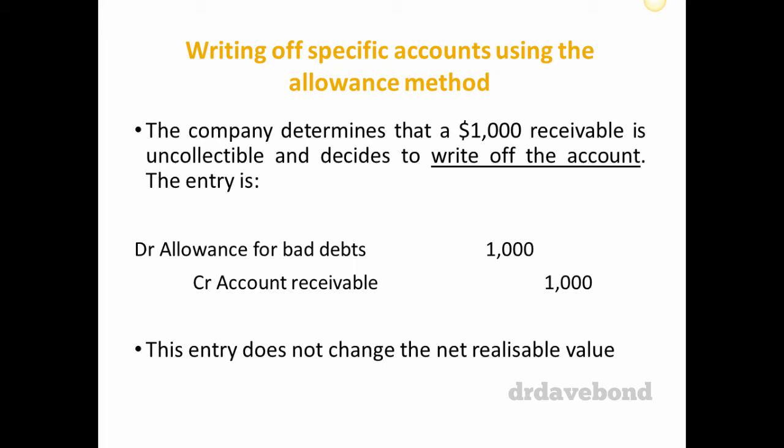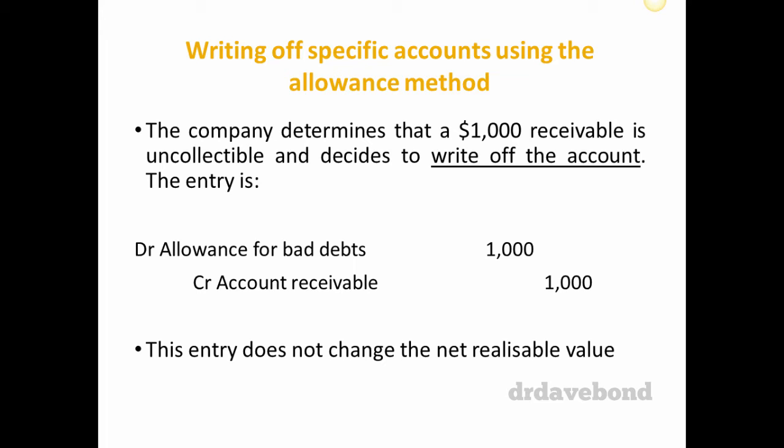So if we change the numbers just to make it 100 and put it in here, we would debit the allowance and we would credit the account receivable. And what you'll notice from this is an asset account that we're crediting, so we're bringing the asset down, and this is a contra asset which we're debiting, so we're bringing that down.